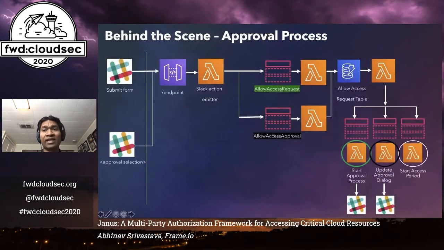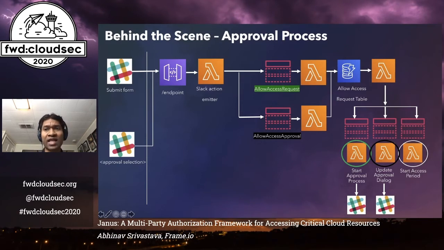So this is the flow that describes the behind-the-scenes approval process. I know it looks complicated, so let me describe it. Again, it is a combination of API Gateway, Lambda functions, and SNS. The DynamoDB table stores all the requests and responses.